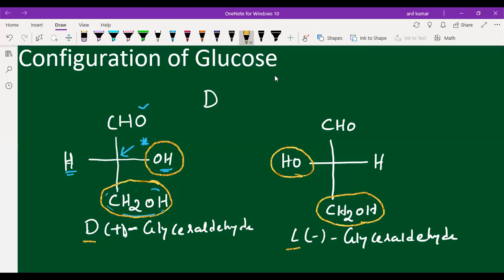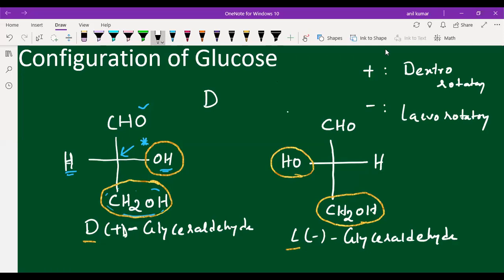Then what is this plus and minus? Plus is nothing but a dextro compound and minus is nothing but a levo compound. Plus means dextrorotatory, and minus means levorotatory. What is this dextrorotatory and levorotatory?